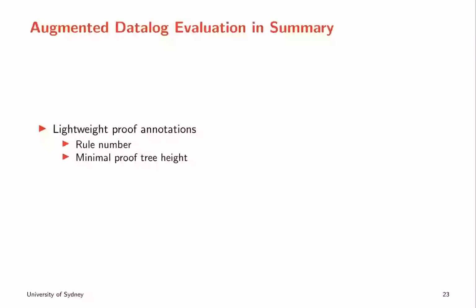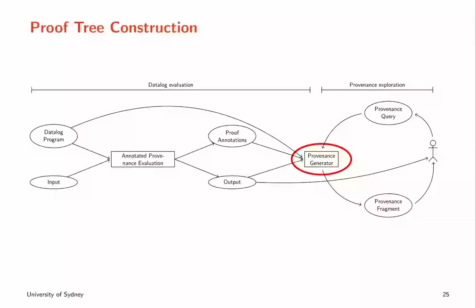At this point in this talk, we've seen how we compute these lightweight proof annotations. For each tuple, we have a rule number and a minimal proof tree height, and we've seen how we augment the Datalog evaluation to compute them. On to the second phase of our provenance strategy, which is the proof tree construction. This is the part of the pipeline which is an interactive system, so the user can query and say explain some tuple. Then this provenance generator will use the proof annotations along with the output to produce proof trees.